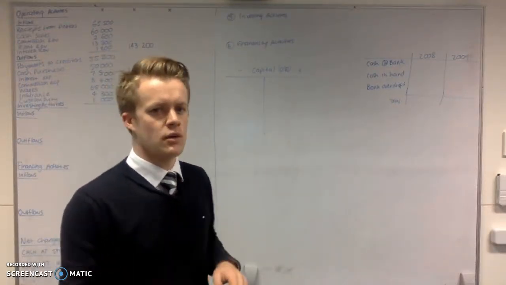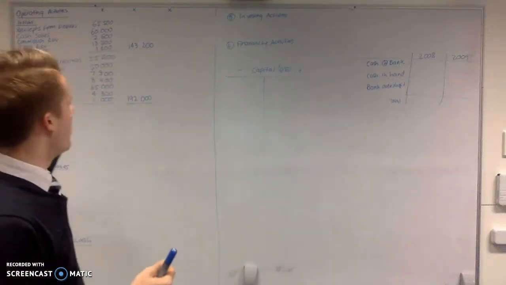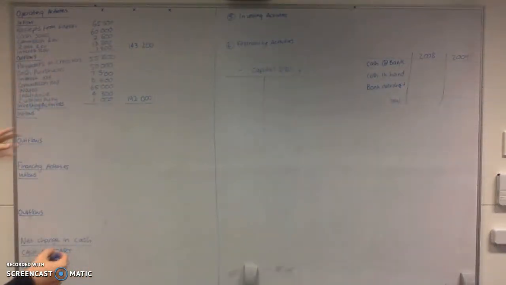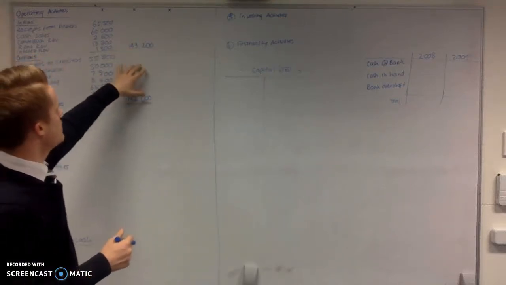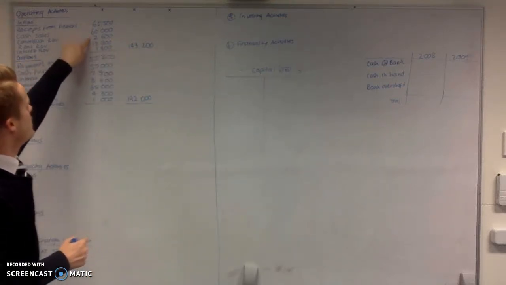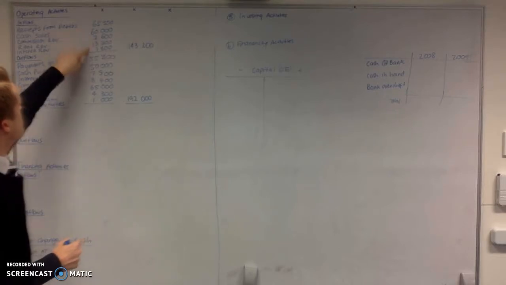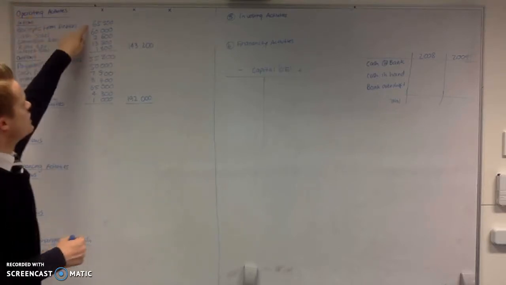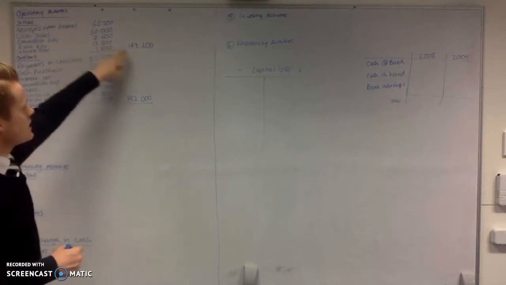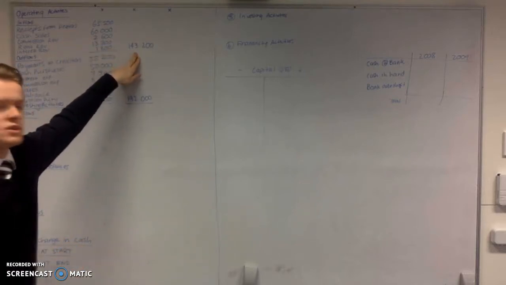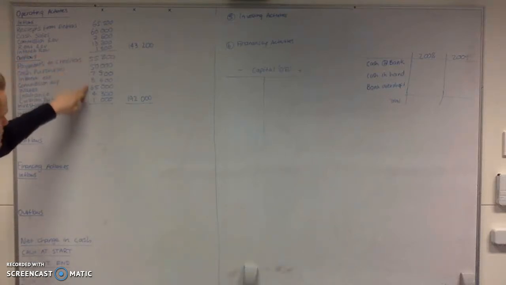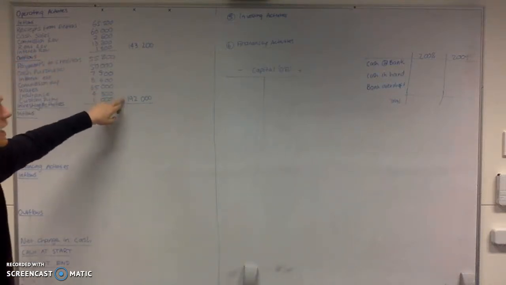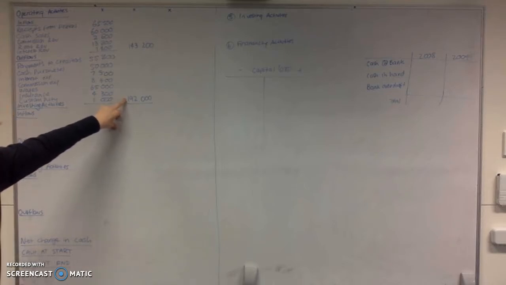So in the first video, we did the operating activities section of the cash flow statement. We didn't get to a point where we tallied up, so I'm just going to do that right now. In the first column here is all of our inflows of cash from our operating activities section. All of these tallied up together gives me 143,200. And then all of my outflows added up together in this column here gives me $192,000 of outflows.